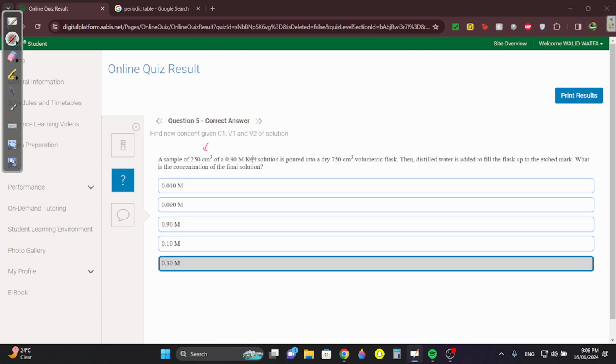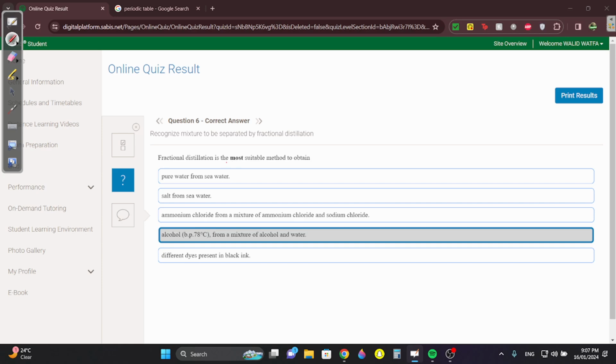250 cm³ of 0.9 molar concentration are poured into 750 cm³. So you have volume 1 and concentration 1. Here I took volume 2. What do they want? They want concentration 2. You know the formula C1 V1 equals C2 V2. C1 here is 0.9. V1 has to be in dm³, so you divide by 1000: 0.25. That equals C2, which we're trying to find, times volume 2, 0.75. You're going to get C2 equals 0.3.